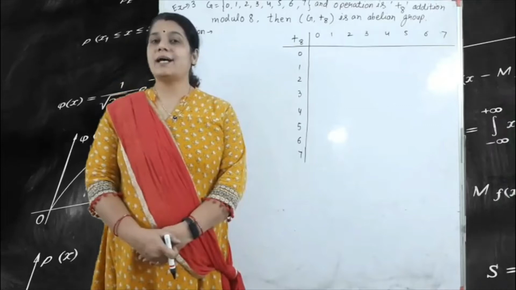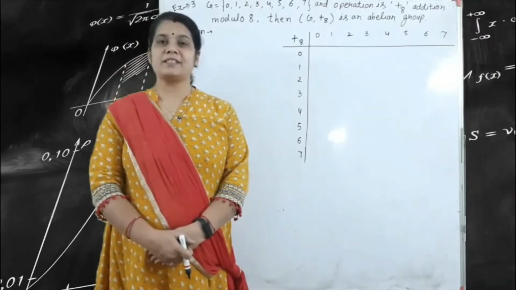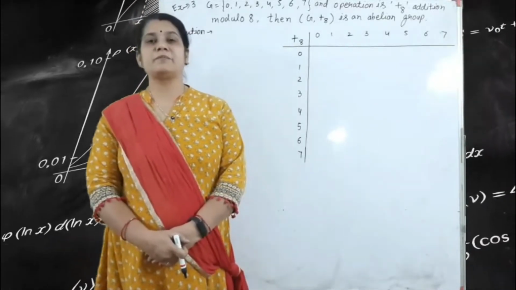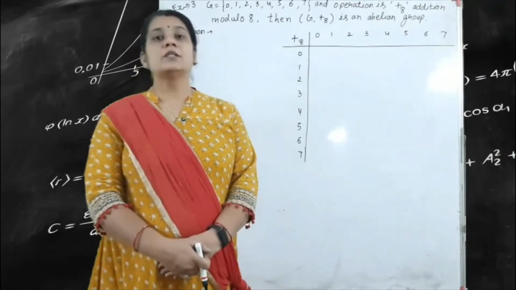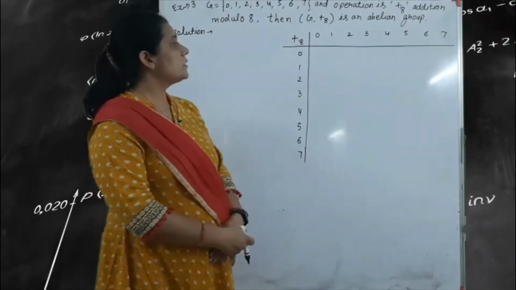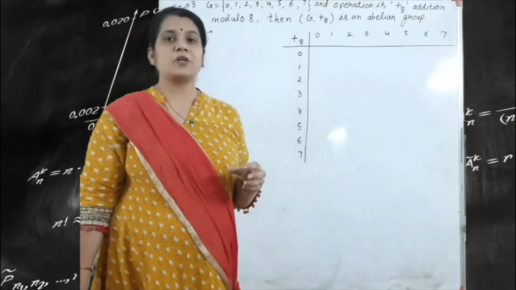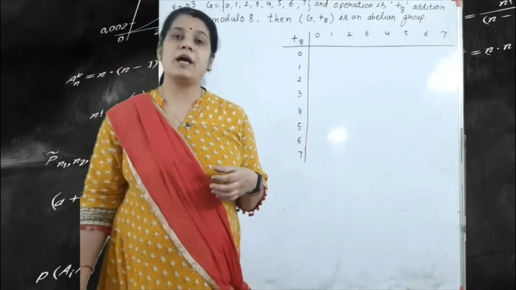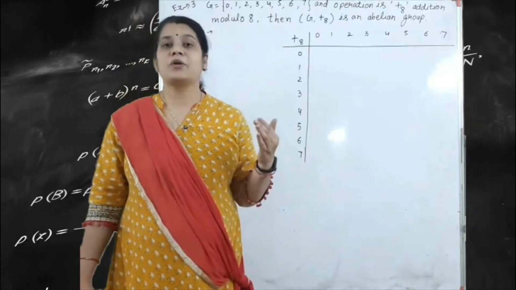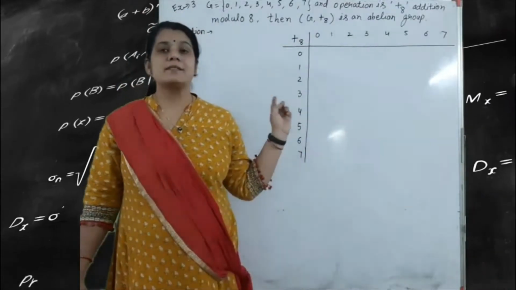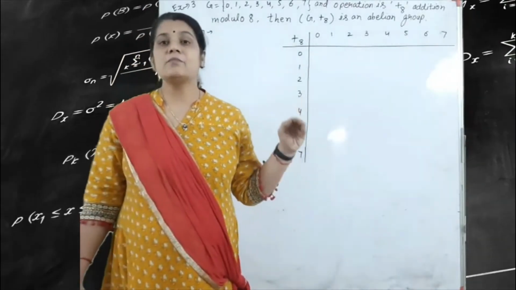Everyone, today I am going to take a lecture on discrete mathematics, chapter number 4. Chapter 4 depends on group theory. We have already seen in our previous lecture what addition modulo, congruence modulo, and multiplication modulo m are. This example depends on addition modulo m.